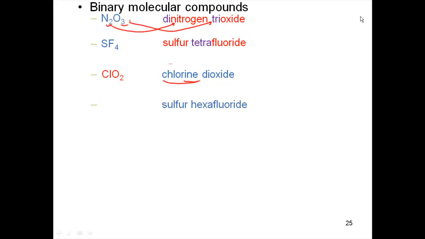Sulfur hexafluoride. I got sulfur and I have hexa, meaning 6 fluorides, SF6. Once again, remember, we're talking about covalent bonding here.